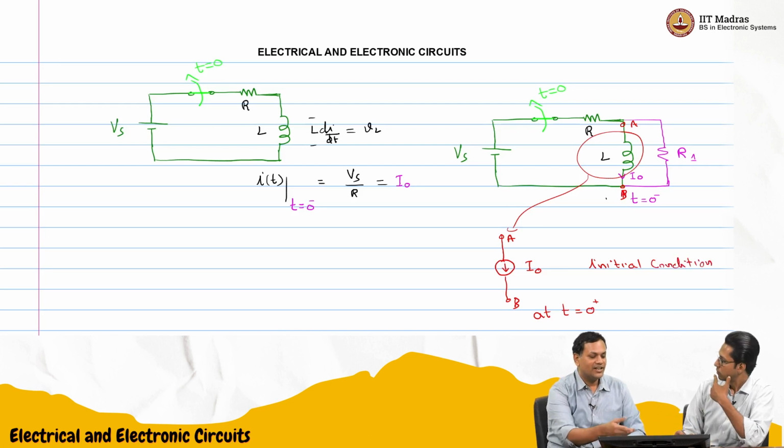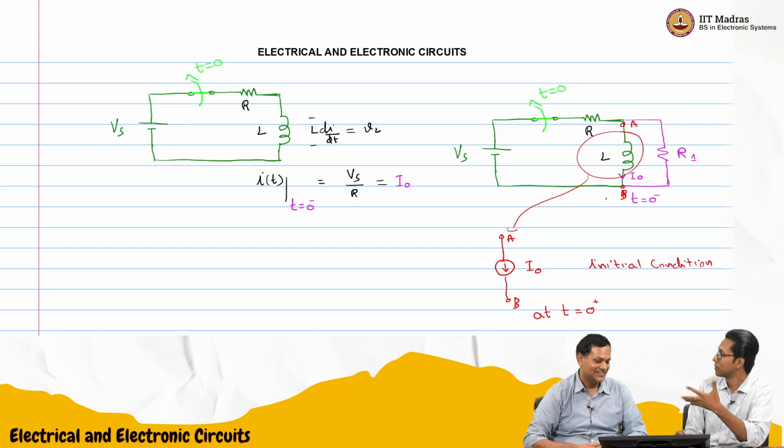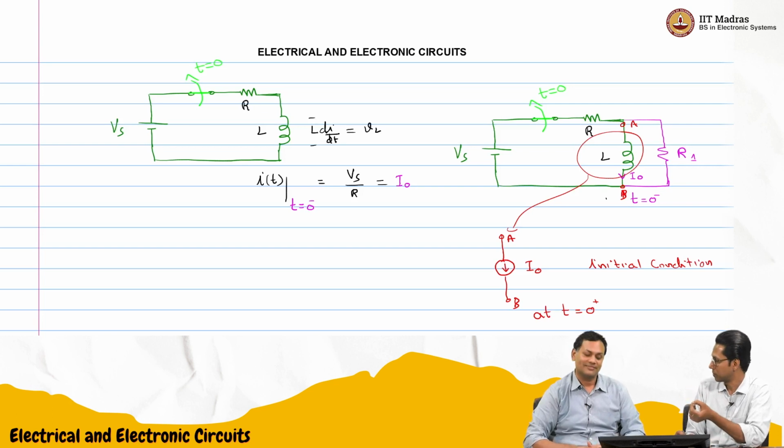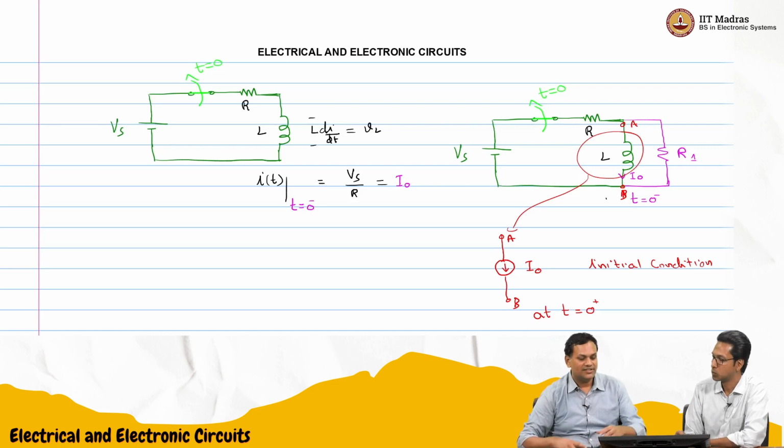It is not like the inductor suddenly becomes a current source for all time. Only for that initial condition it will become a source, but it can source only for some time. So this inductor with an initial current I0 will become a current source I0 in series with the short circuit. Perfect.